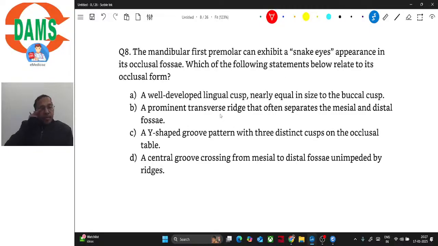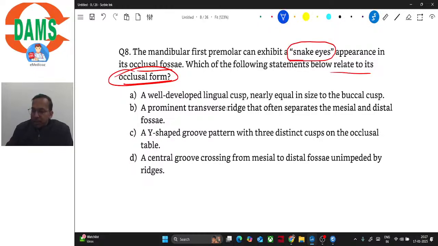So next question, the mandibular first premolar can exhibit a snake eyes appearance, isn't it? In its occlusal fossae, which of the following statements below relates to its occlusal form, right? So we need to find a statement related to its occlusal form. A well-developed lingual cusp nearly equal in size to the buccal cusp. We know that the lingual cusp of lower first premolar is underdeveloped and it resembles the cingulum, not the cusp. A prominent transverse ridge that often separates the mesial and distal fossa. So this may be correct. Let's go to other options.